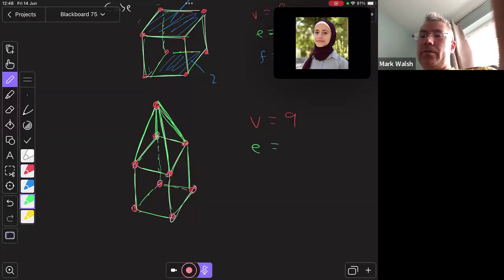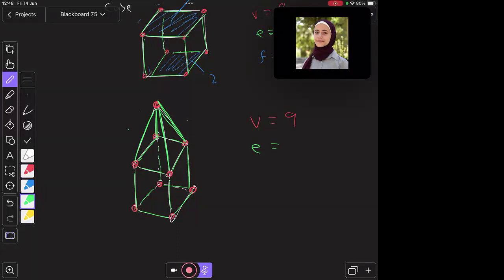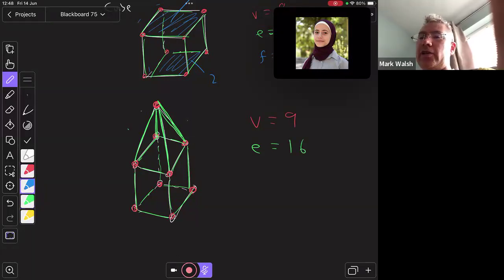It's a bit harder. So notice I've got 4 on the top coming to that corner, 4 on this square, 4 vertical ones, and 4 on the bottom. 16. Yeah, well done. And then finally, how many faces? Now, this is a little bit tricky because we just want the outside of the house to be faces. So there's the roof. The roof has 4 faces, and there are the walls, 4 faces, and there's 1 on the bottom. So you're going to have 9 faces.